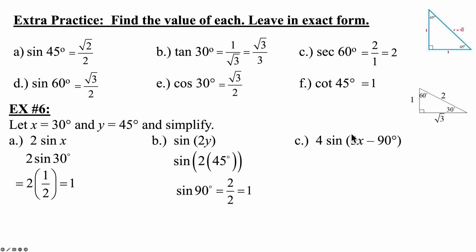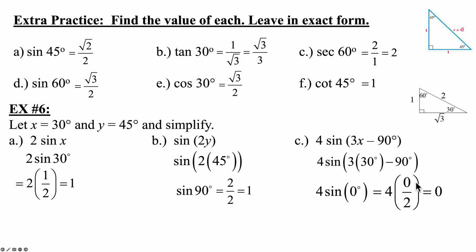4 times the sine of 3 times x. X is 30 degrees. Well, that'll be 90 minus 90. That's going to be the sine of 0 degrees. Now, again, I can use my 30, 60, 90 triangle. This is how I get sneaky here. I pretend that the 30 degrees is 0. So this drops all the way down to here. So the opposite side is 0 over the hypotenuse of 2. So 0 over 2 is 0, so 4 times 0 is 0.